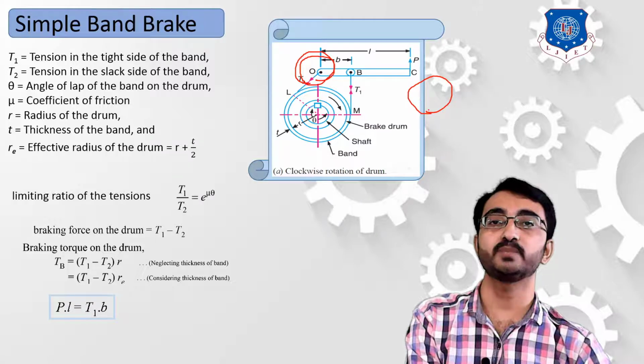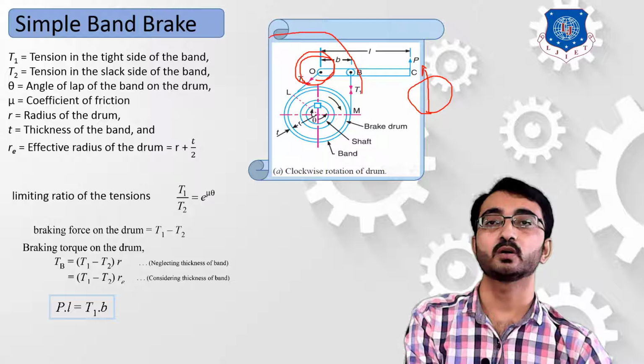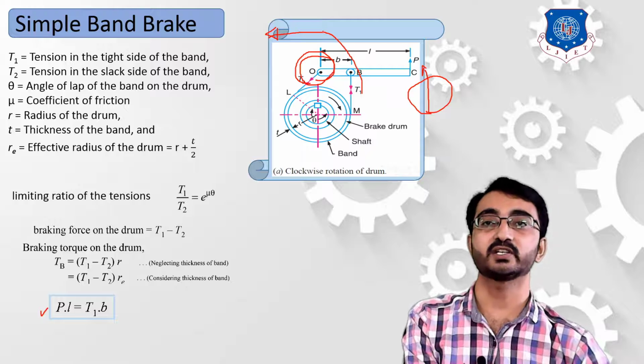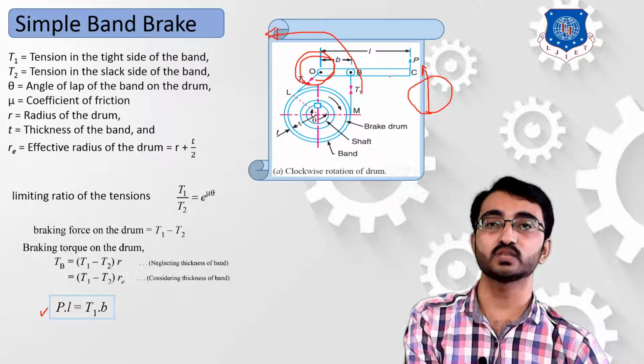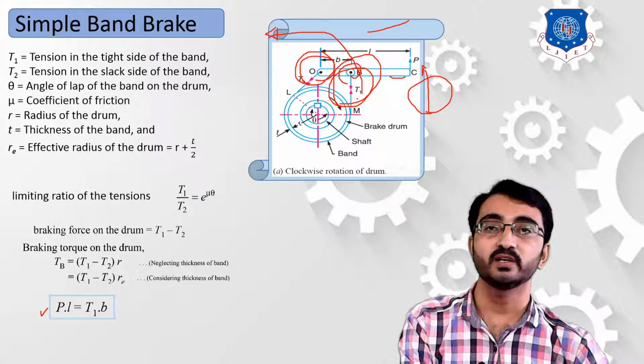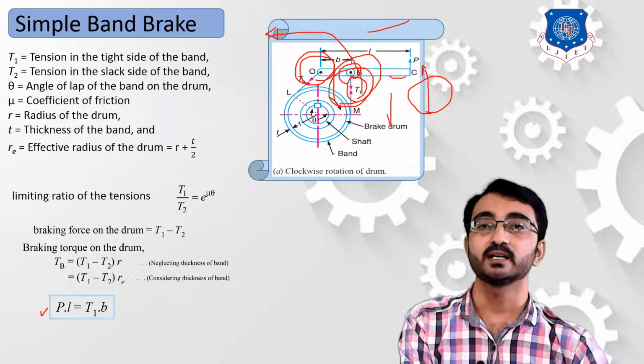Now due to this P force, which is acting in an upward direction, it will be producing rotation, or we can say moment, in an anti-clockwise direction. So that's why P into L, that is in an anti-clockwise direction. Now the remaining two forces, that is T1 and T2. Over here this initial tension, that is T1, will be acting in a downward direction.